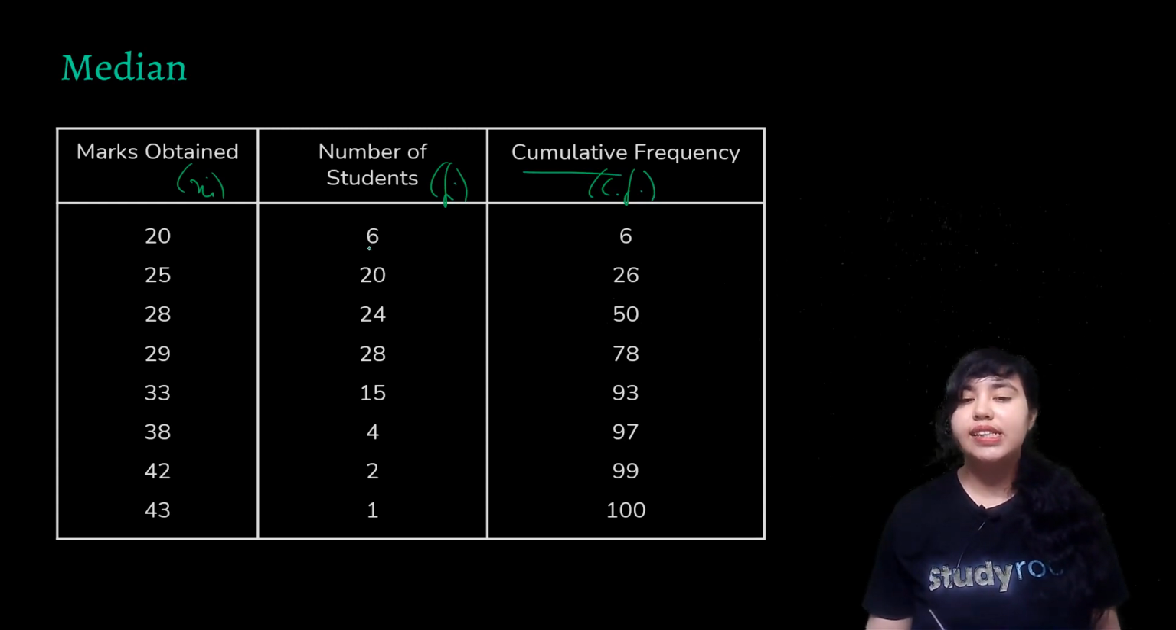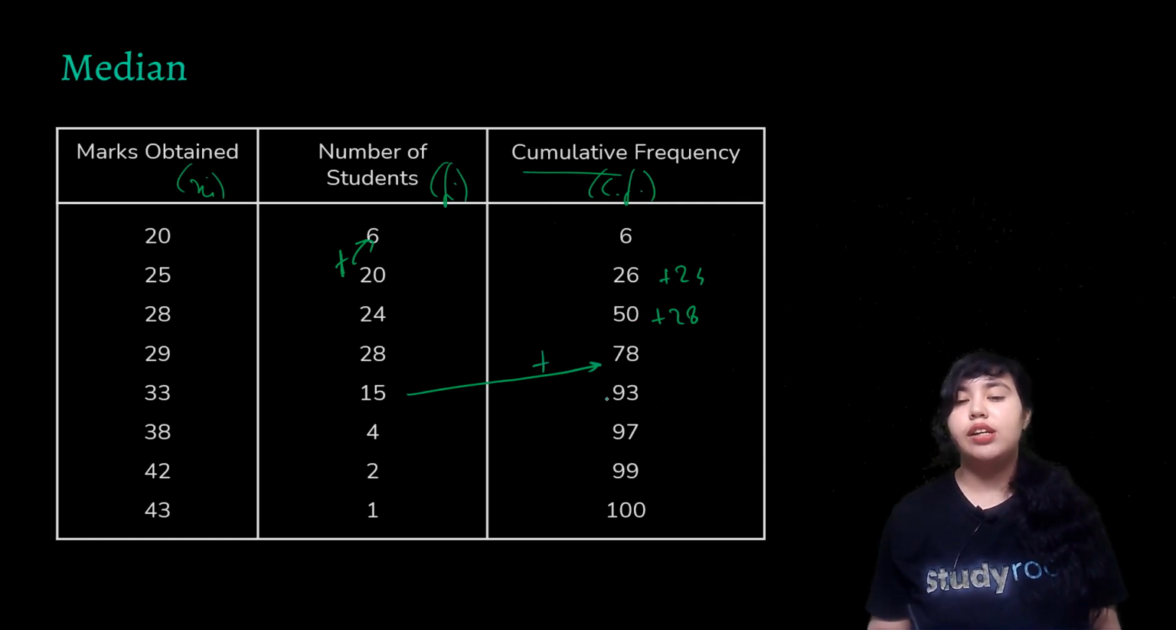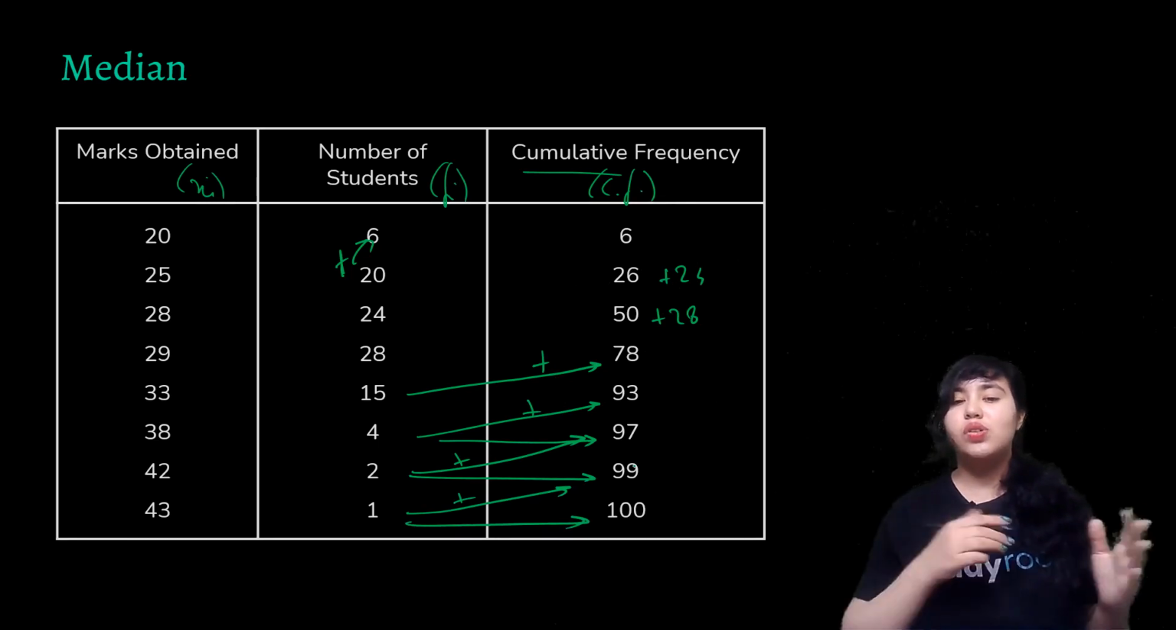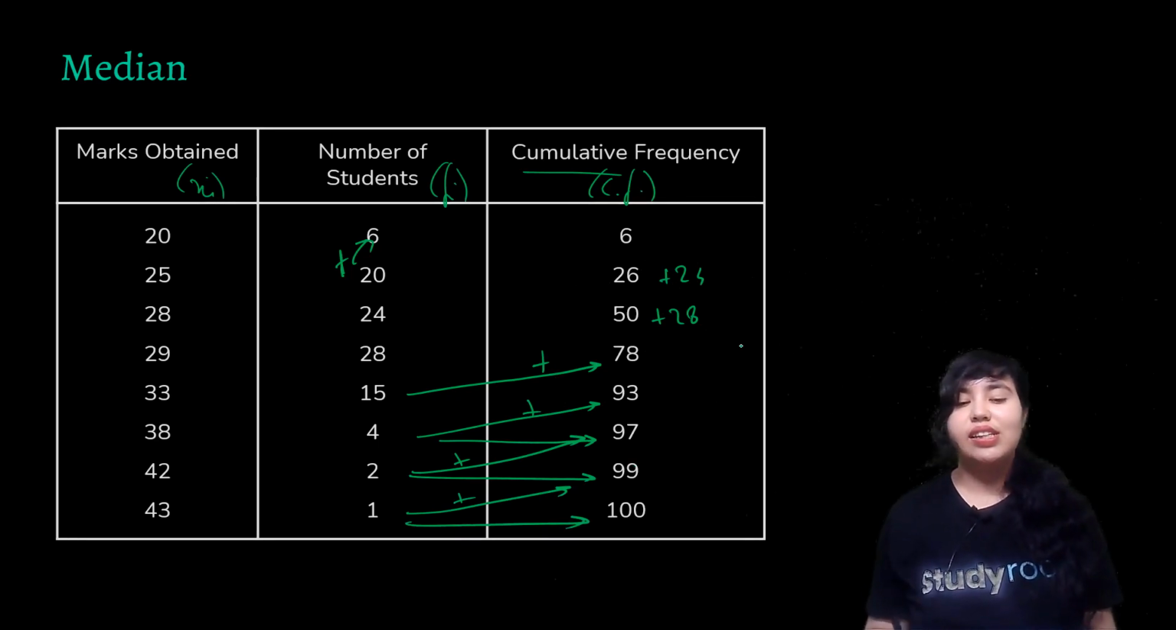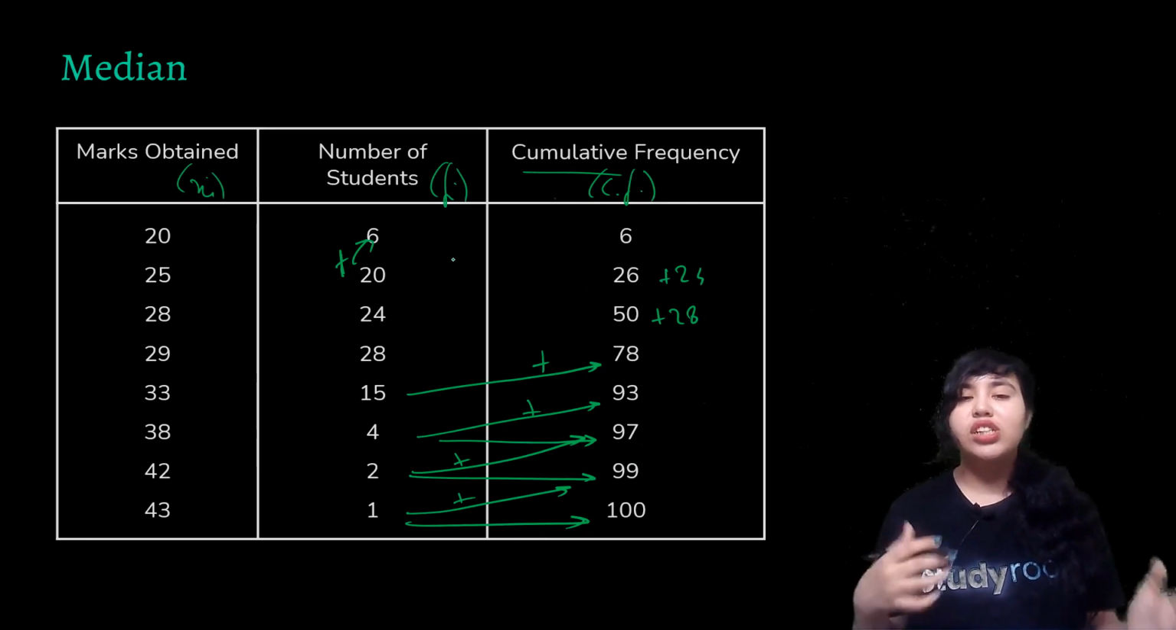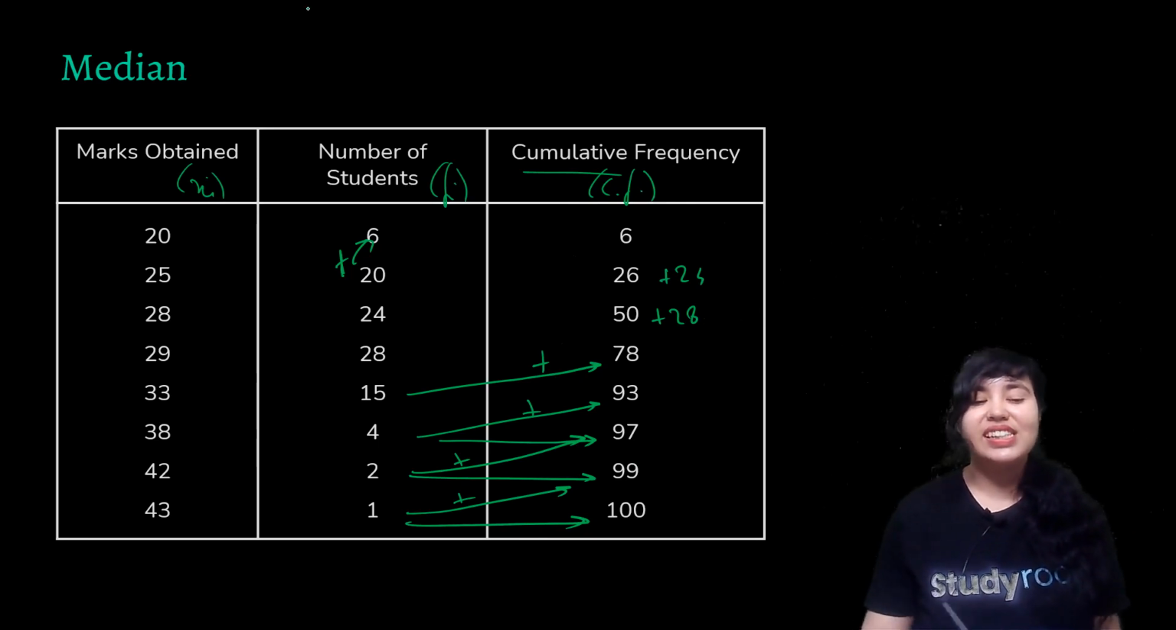It's nothing but you will take 6, then 6 plus 20. Then you've taken 26, so 26 plus 24, that is 50. Then you will take 50 plus 28, 78, plus 15. Then 93 plus 4 will give you 97. 97 plus 2 will give you 99. 99 plus 1 will give you 100. Okay, so in a zigzag fashion, that's how you get these cumulative frequencies. But the question still remains, how do you calculate the median for this data?